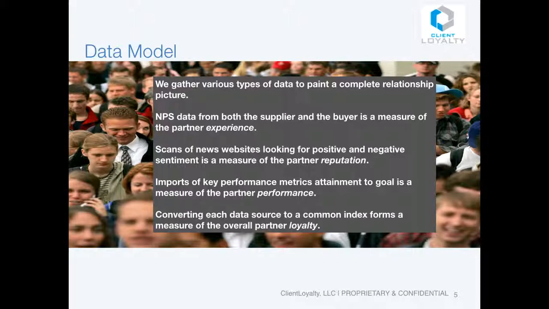Client loyalty's data model is simple yet powerful. We collect 3 types of data and put them together to help understand the health of a partner relationship. One piece of data we collect is experience data. This is direct feedback from your organization and from your partner organization. The second piece of data is reputation. This is marketplace sentiment from news and social sources on suppliers. The third piece of data is performance. These are operational metrics you can input or import into the system and compare against goal. Taken as a whole, these form a loyalty index, which can help you understand whether or not you have a strong relationship poised for growth or an ailing relationship that's at risk.